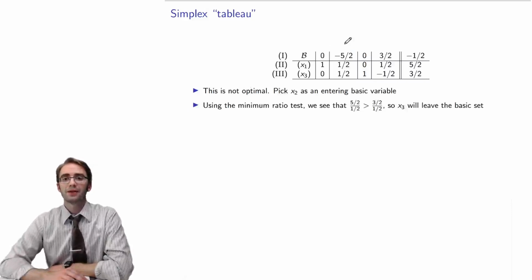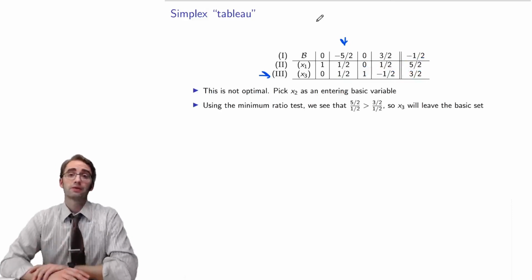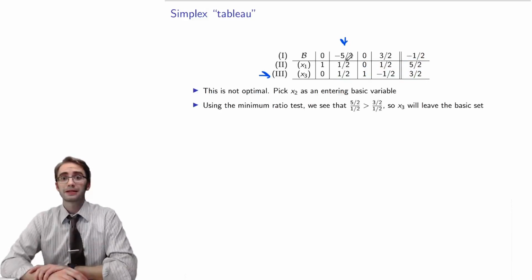And how do I determine which of these variables leave? I take 5/2 and I divide that by 1/2. And I take 3/2 and I divide that by 1/2. And I ask which of those is smaller. Of course, it's 3/2 on 1/2, which is smaller, which now tells me that x3 is going to leave. Okay, so now I know that x2 is going to enter, x3 is going to leave. And what does that mean my row manipulations have to look like?